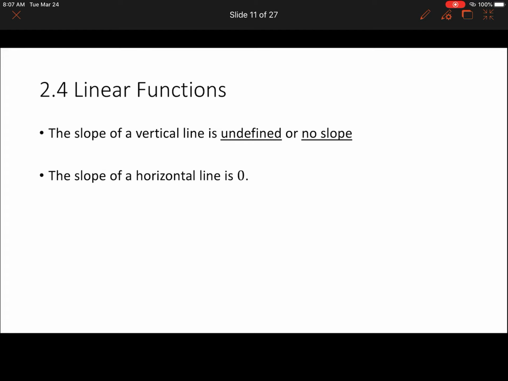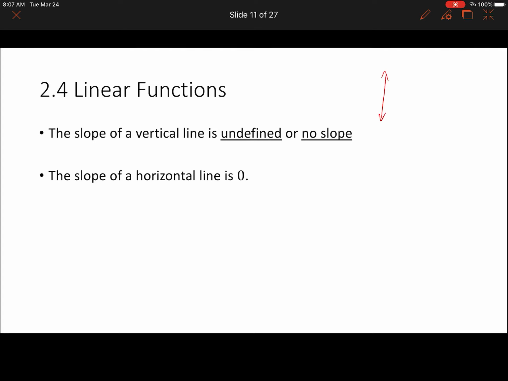Alright, so in our previous video, we were talking about slope and how to find the slope using the slope formula. And so we've talked about most lines and it being a positive or a negative slope, but we do have some lines that are going to have what we call zero slope or no slope. And so if we have a vertical line, the slope of it is always going to be considered undefined or no slope.